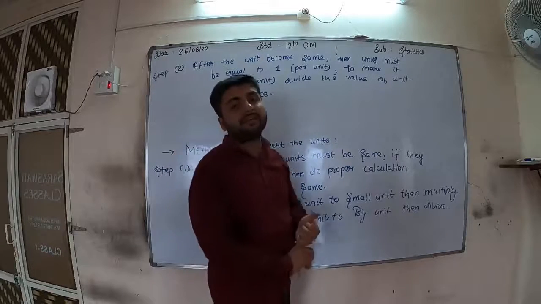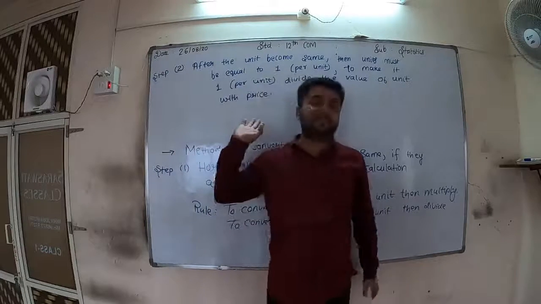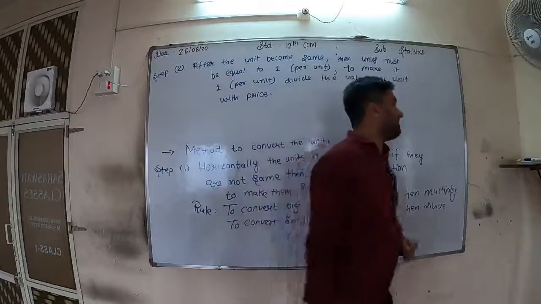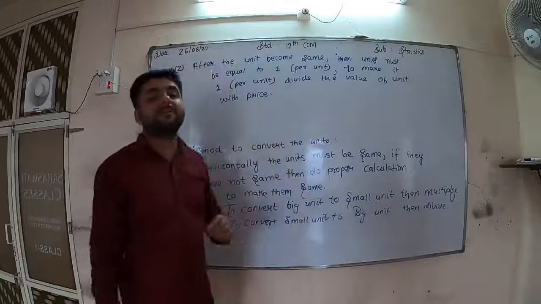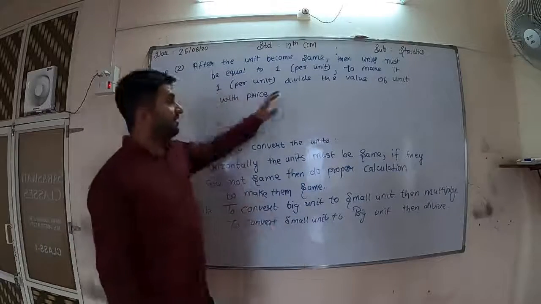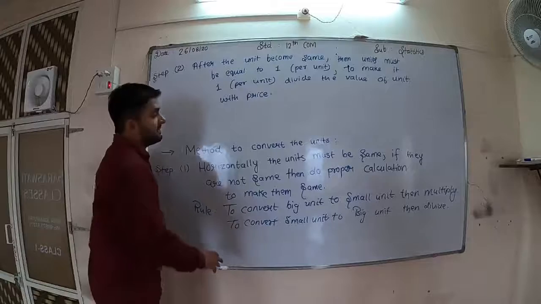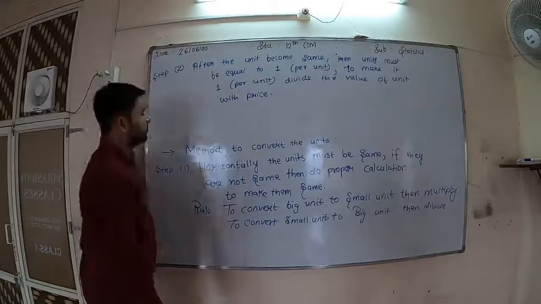Now to make it 1 kg, divide 20 with all the prices. Means the prices are given as 80 and 120. Then divide 80 by 20, divide 120 by 20. Then only you will get the price. Okay, so this is the method how to convert the units.